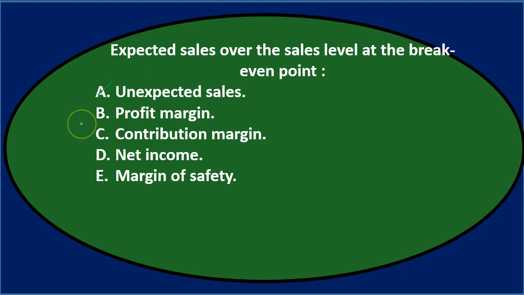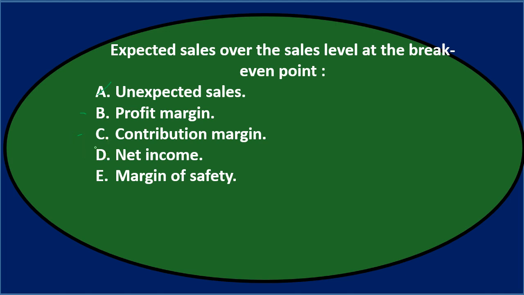And then B, the profit margin. That might sound like a reasonable term to have, because if it's over the break-even point, you would think that would be the profit. So I'll keep that for now. And C says contribution margin. Again, that's another term that should be familiar in CVP, cost volume profit. I'll keep that.